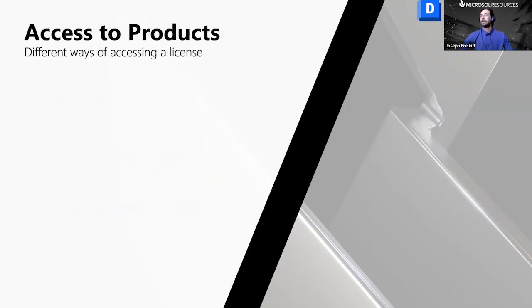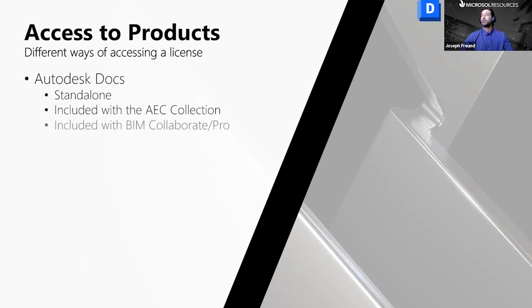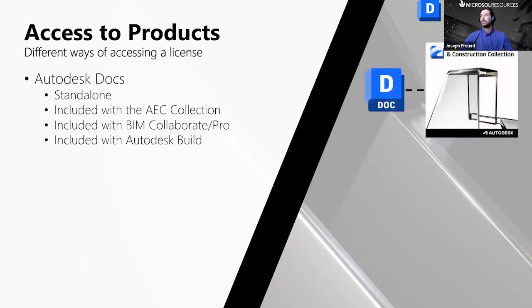All right, and I just want to cover how you can access each of these products. Autodesk Docs can be acquired in a variety of ways. You can either get it as a standalone product. You can get it included with the AEC collection. So if you've assigned an end user the AEC collection so that they can have access to Revit, AutoCAD, the whole suite of products that any designer should need, it will be included with Autodesk Docs. So they'll be good to go to access those files there.